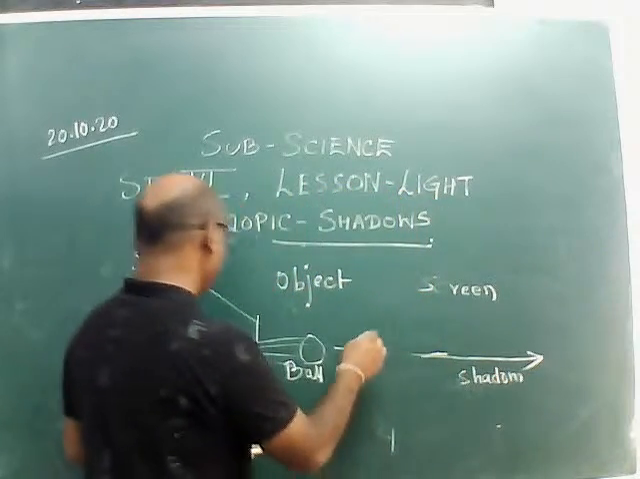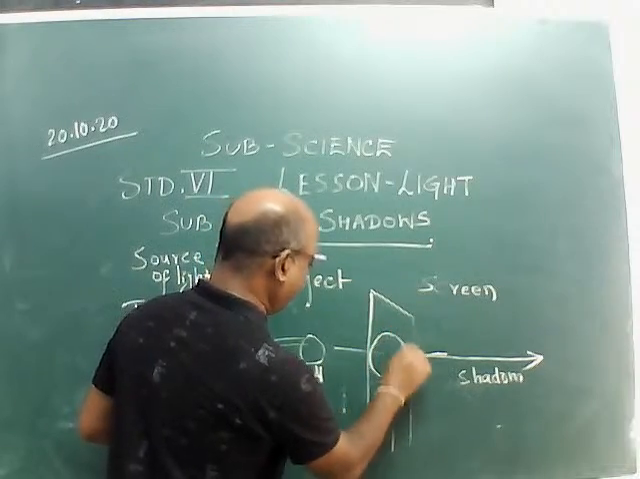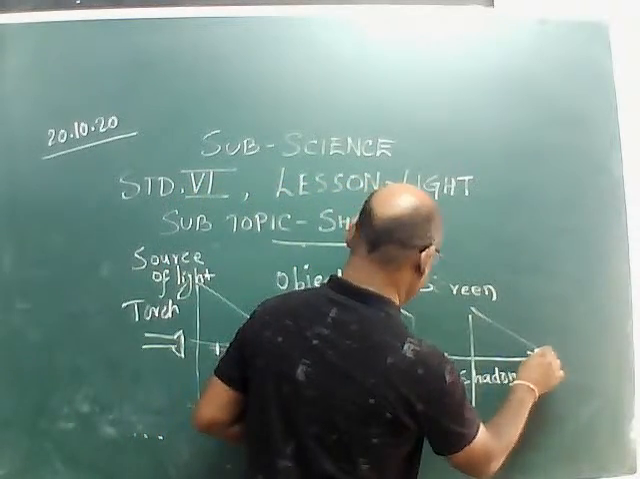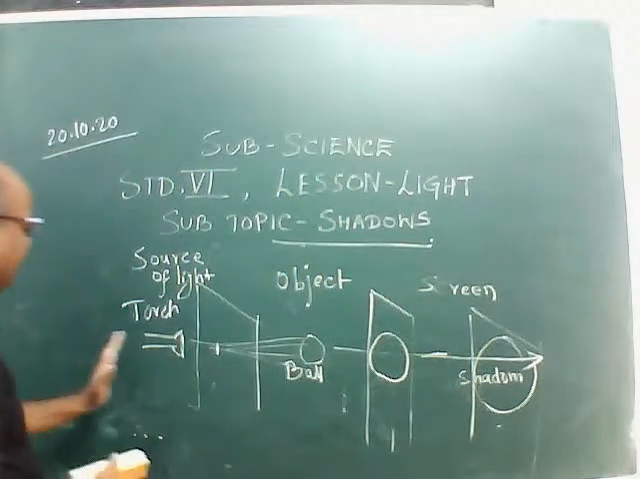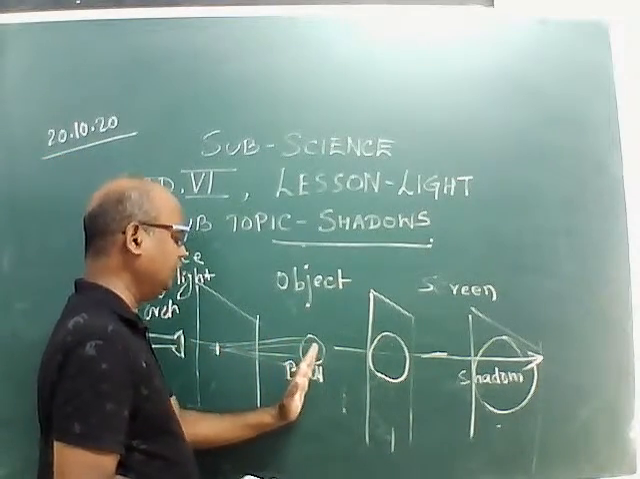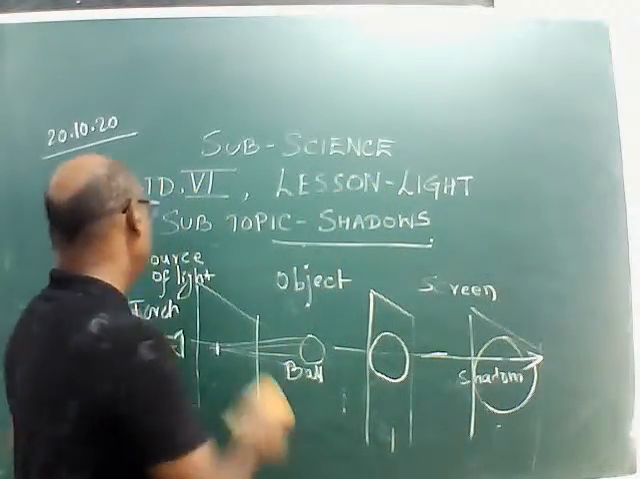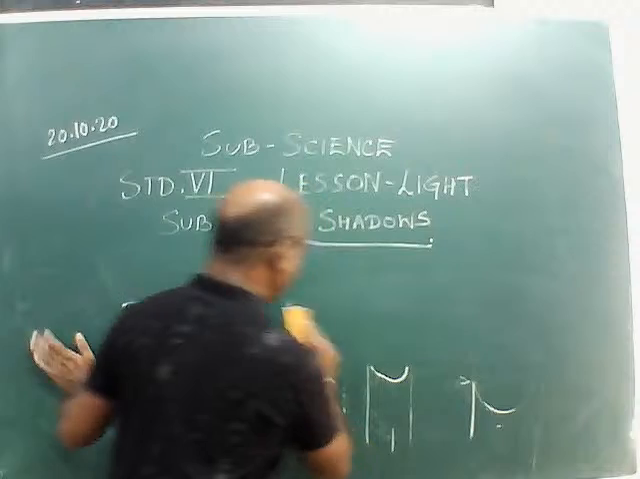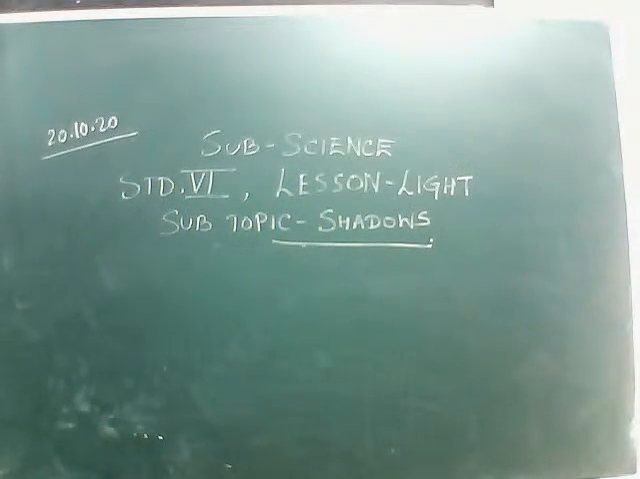Now if you keep the screen here, the shadow will be smaller. But as you take it away, here it will become bigger and bigger. So always remember that as the distance between the screen and the opaque object increases, we will find the shadow also becomes bigger and bigger. What happened here?